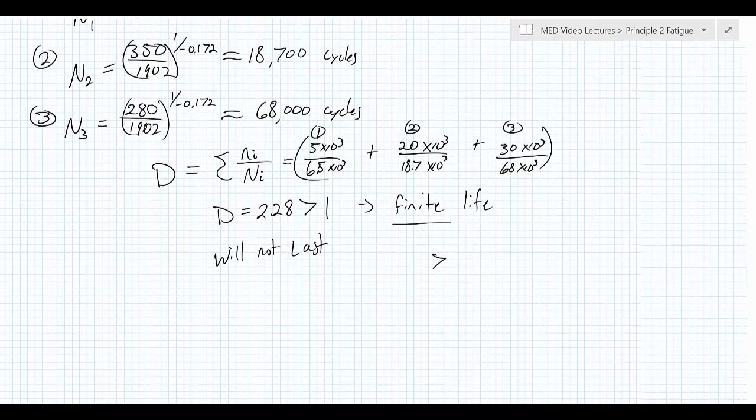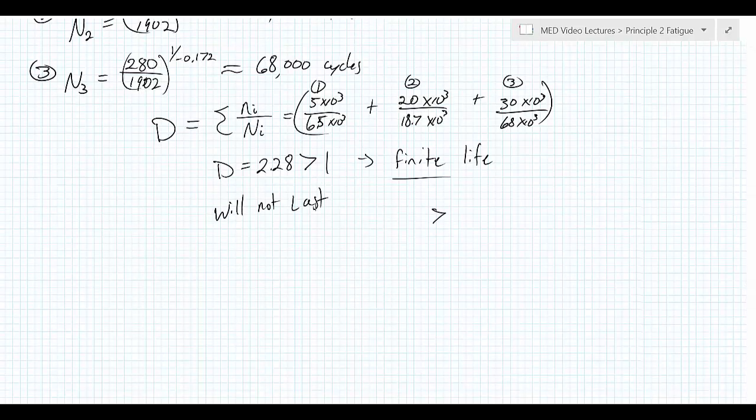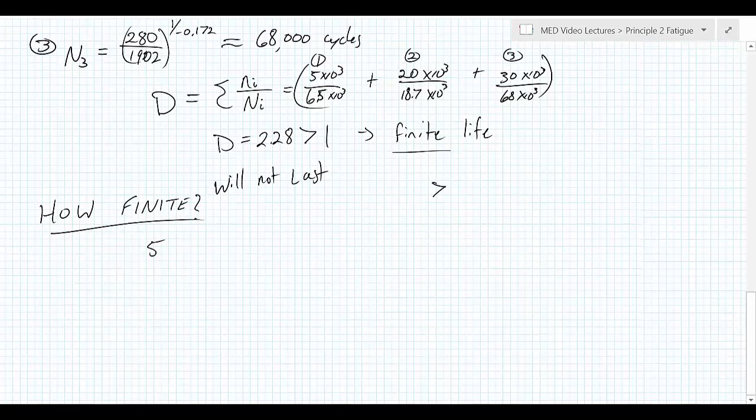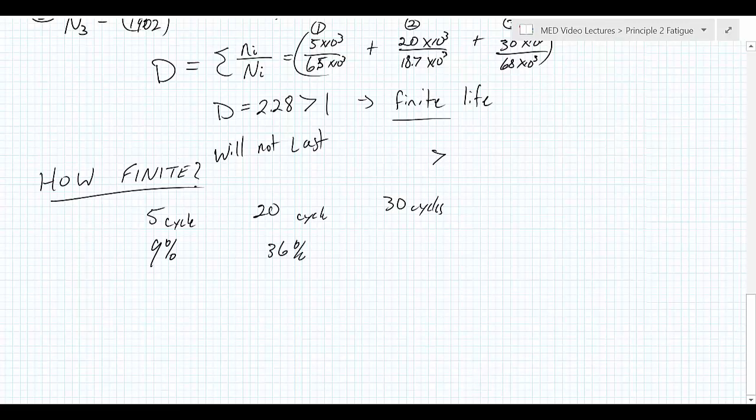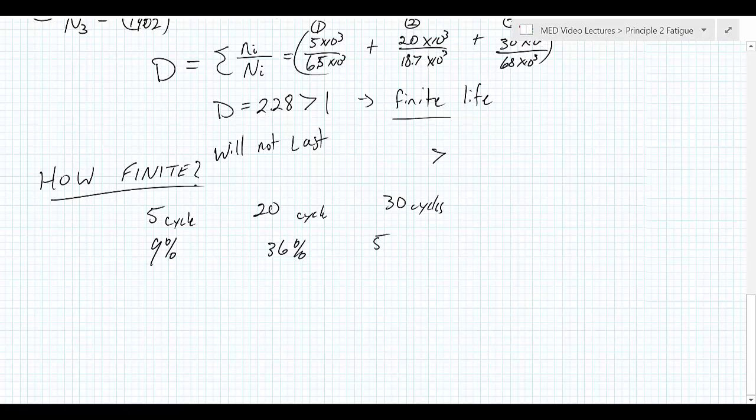Another question we might ask is, how finite are we talking about? Or how finite is the life? So if we have 5 cycles, or 5,000 cycles, 20,000 cycles, and 30,000 cycles, those were the cycles that we wanted to get out of that. We kind of need to understand when these cycles happen. So of all of the cycles that this thing experiences, 5 represents about 9% of the cycles, 20 represents about 36% of the cycles, and 30 is the other 54.5 cycles. Obviously, there's some rounding here.